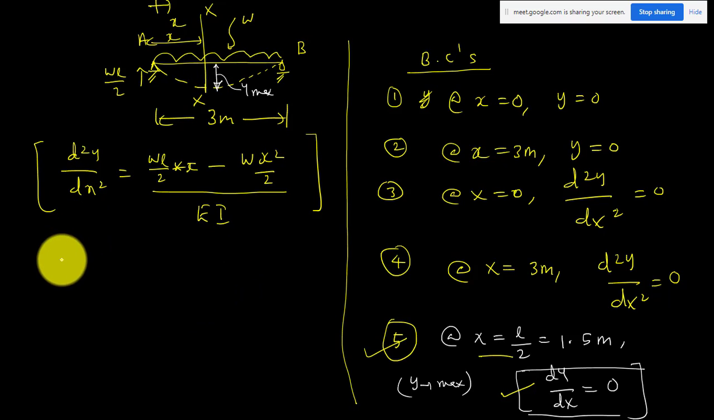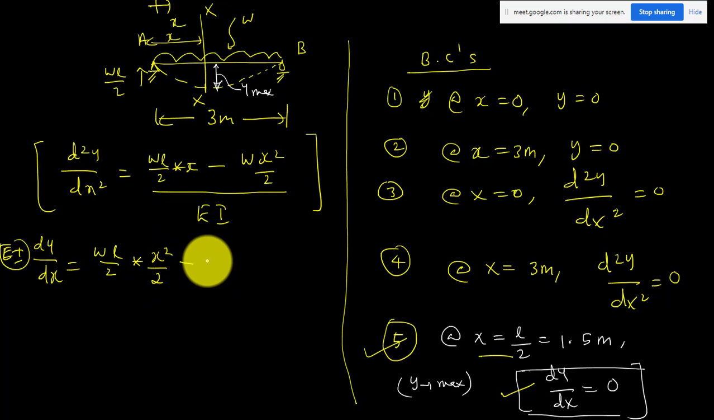So now what is the next step? You will integrate this first. dy by dx equal to w by L, I am taking EI to this side, wL by 2 into x square by 2, so minus w x cube by 3 into 2, that is 6, plus c1. This will be your first equation.